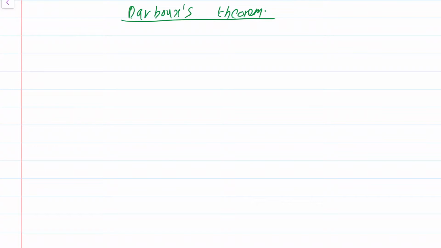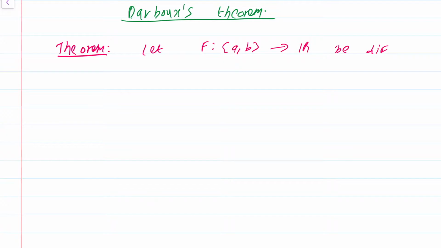Now I'm going to prove one of my favorite theorems on the derivative. The theorem is as follows. Theorem. Let f from [a, b] to R, a closed interval, be differentiable, including the endpoints, of course.